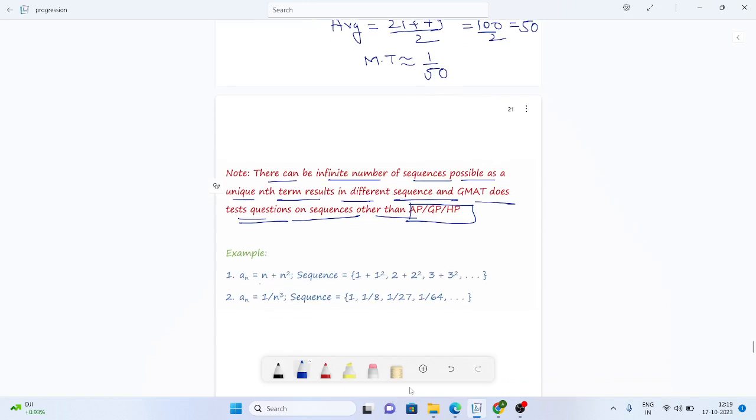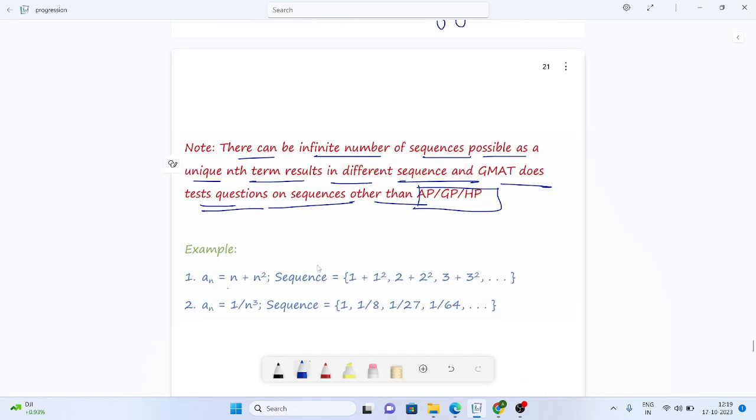Here is an example. If the nth term is n plus n square, what sequence do I get? 1 plus 1 square, 2 plus 2 square, 3 plus 3 square, like this. If you calculate this, you don't get any of the standard sequences. Here is 4, here is 6, so this is not an AP. If you take the ratio, here it gives 3, here it gives 2, so it is a miscellaneous sequence, neither AP nor HP.